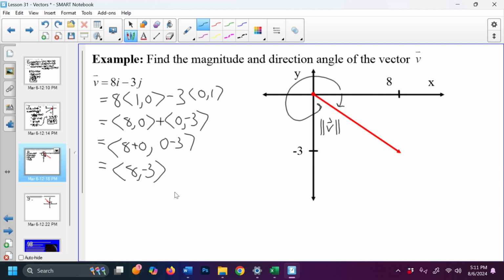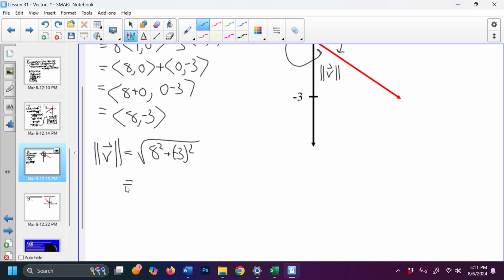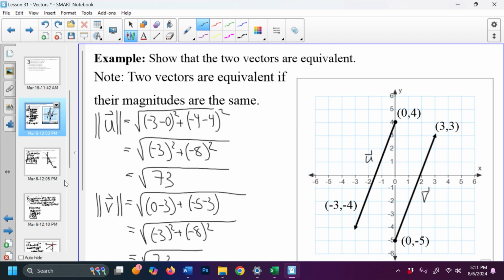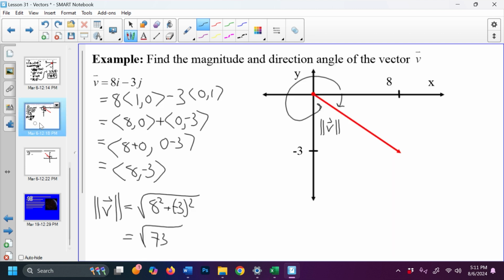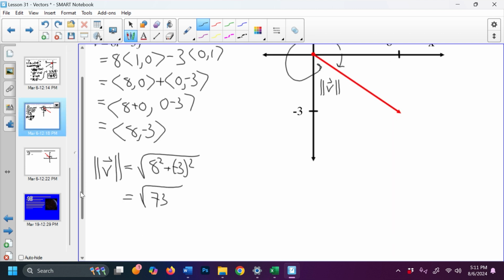All right, so the magnitude of vector v will be the square root of these two values, so 8 squared plus negative 3 squared, and if I'm not mistaken, we've already done that a couple times. That ends up being the square root of 73. Yeah, we did that all the way back up on this first one, 8 squared and 3 squared, 73, so we don't have to do that work again.